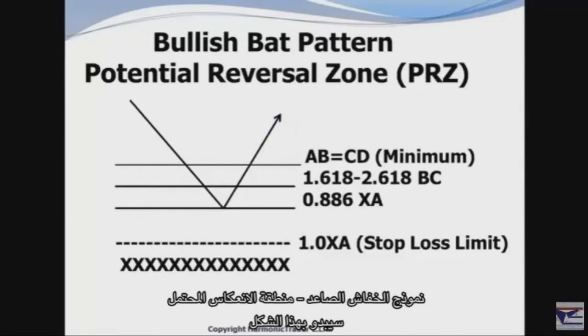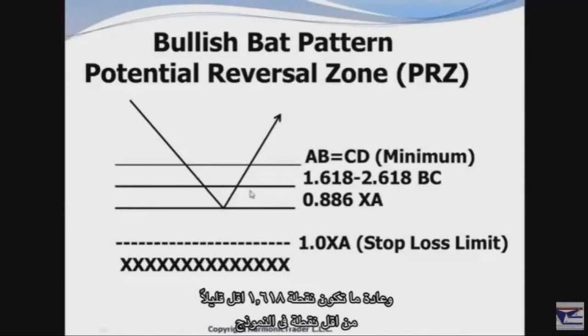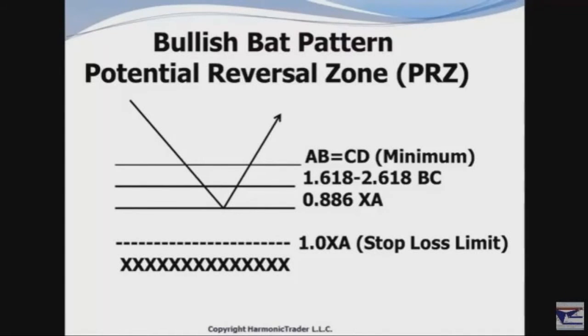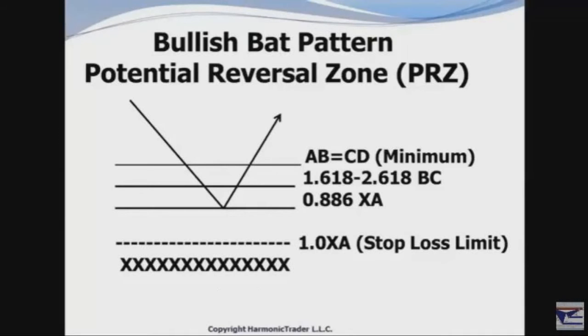The bullish bat pattern potential reversal zone is going to look something like this. Your ABCD is a minimum, but usually that variation is going to be extended. And then typically the 886 is going to be a little bit lower, or the lowest measurement in the zone, but it's usually going to be the most critical. So as soon as that 886 is tested, then we're looking to take action from an execution standpoint.